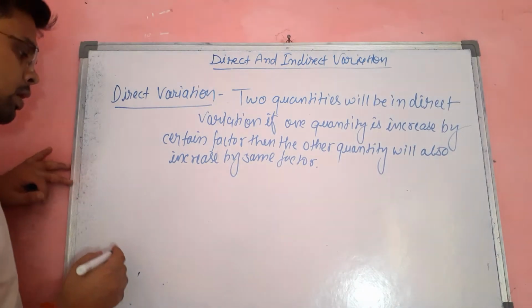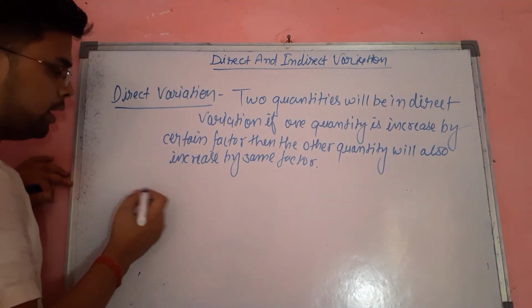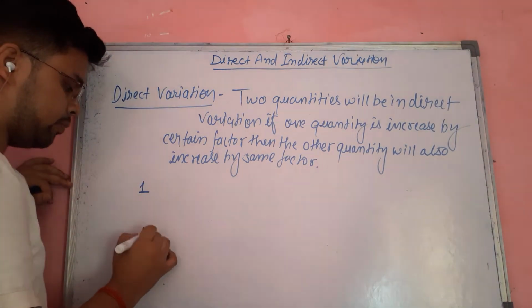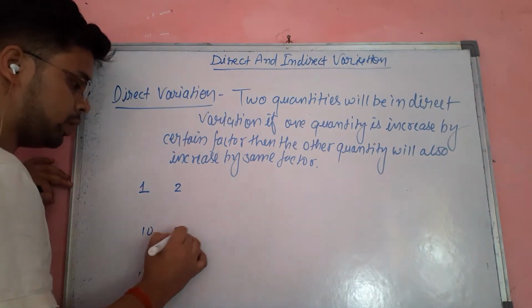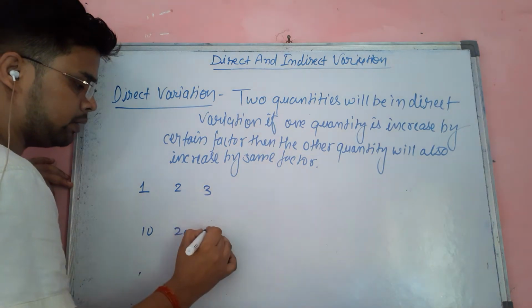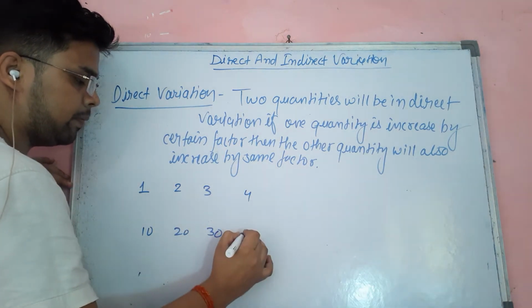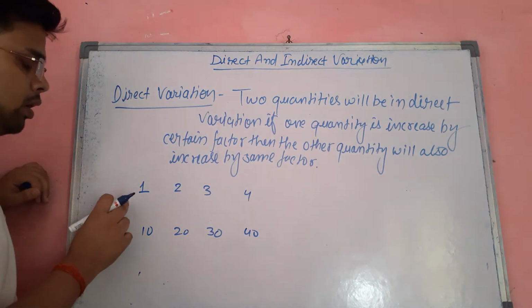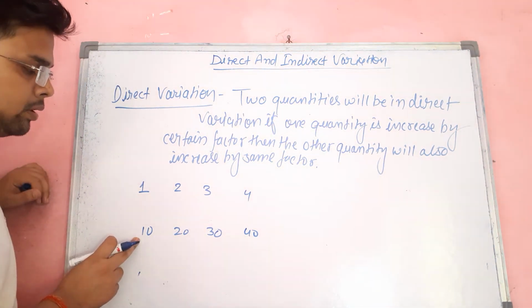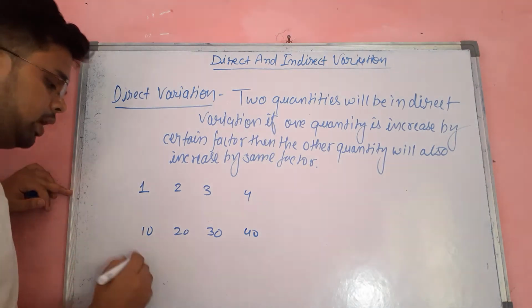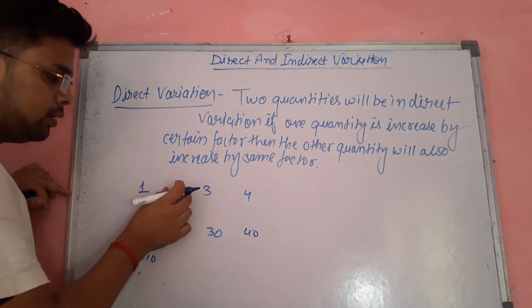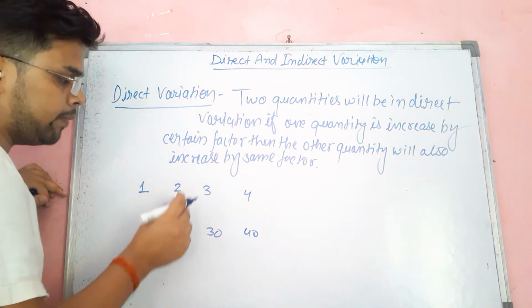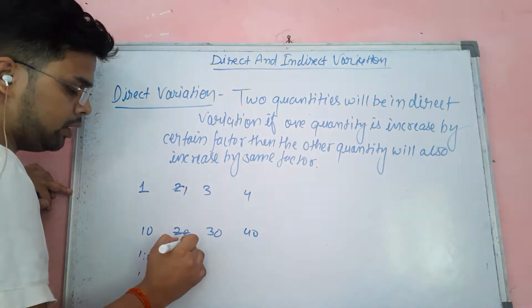Children, I took the example of pen. The price of one pen was 10 rupees, the price of 2 pens was 20 rupees, the price of 3 pens was 30 rupees, the price of 4 pens was 40 rupees. So children, if I want to take the ratio of quantity to price, in the first situation it will be 1:10. In the second case, if I take the ratio of quantity to price, what will be the ratio? 2 to 20, which is 1:10.